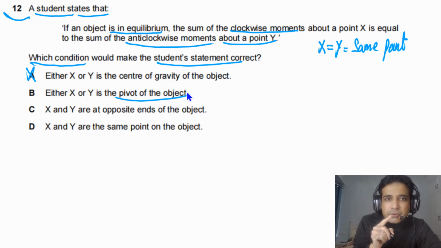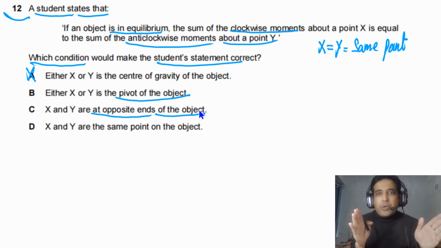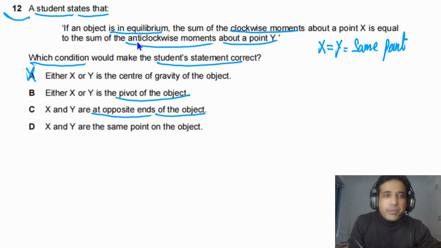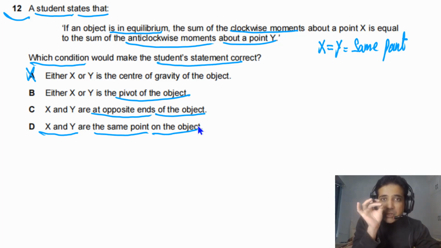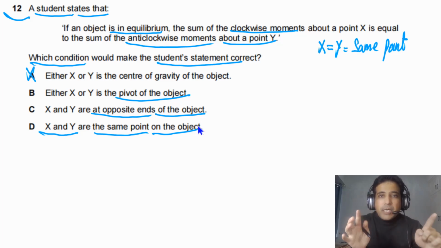This is also not possible. X and Y are at opposite ends of the object. This is also not possible because this is telling you these are two different points. So that cannot be the answer. If you look at option D, it is given to us that X and Y are the same point on the object, and this one is possible because if an object is in equilibrium, the sum of clockwise moments and the sum of anti-clockwise moments about the same point, or you can say about any point, has to be equal to 0. You need to talk about the same point. It cannot be about two different points.